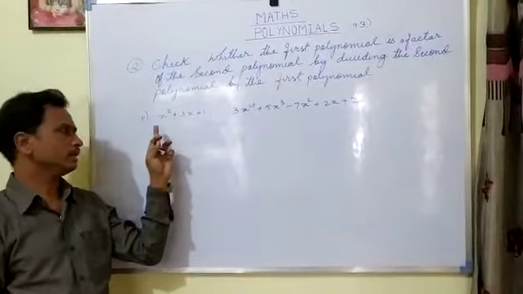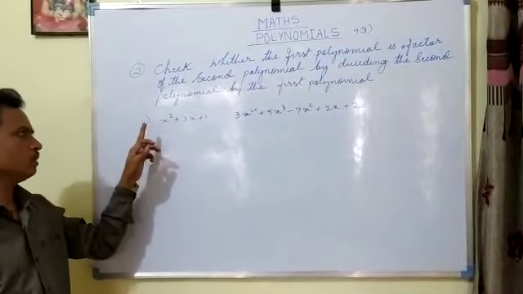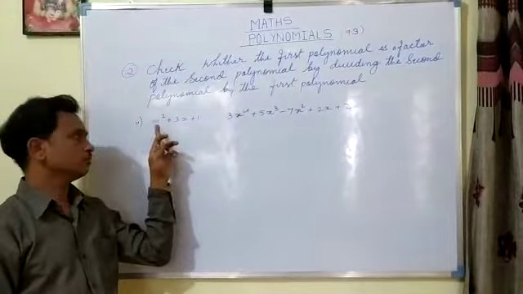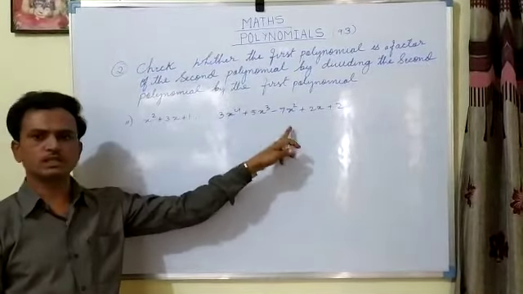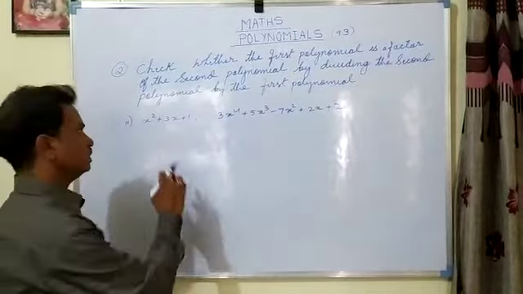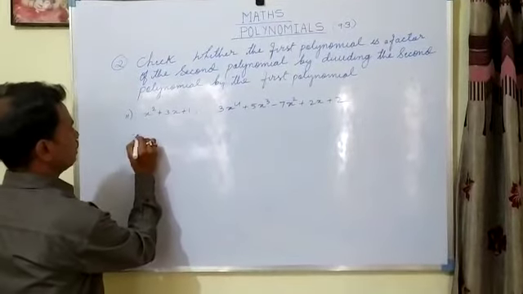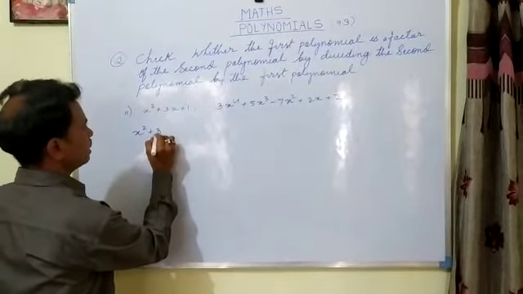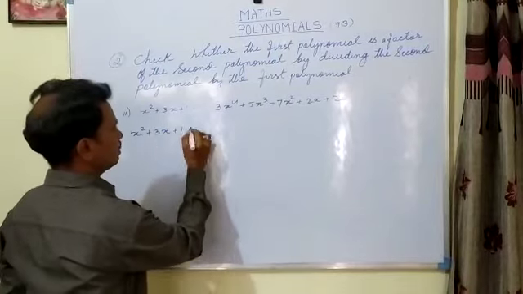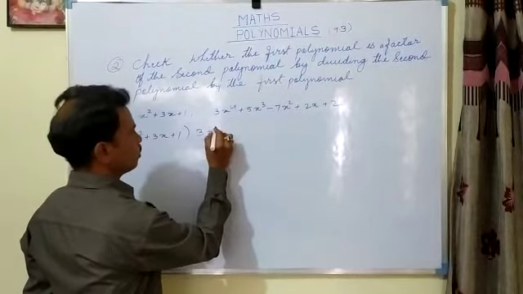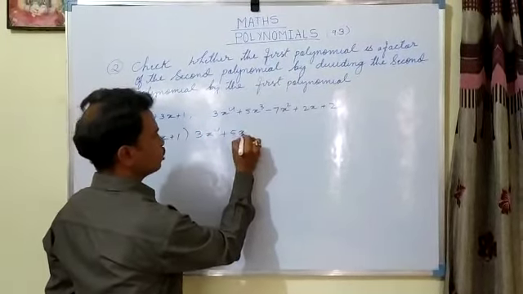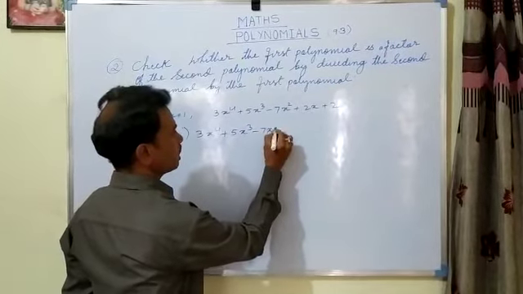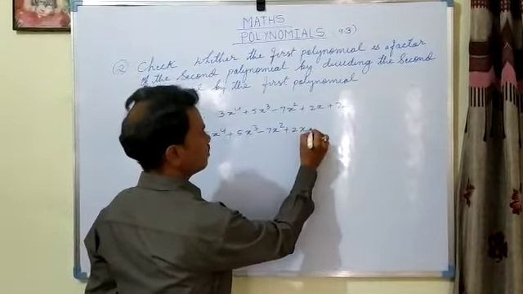Now we will go to the next, second question. Same, whether this first polynomial is a factor of the second polynomial. So here, given, we should write x square plus 3x plus 1, then 3x to the power of 4 plus 5x cube minus 7x square plus 2x plus 2.